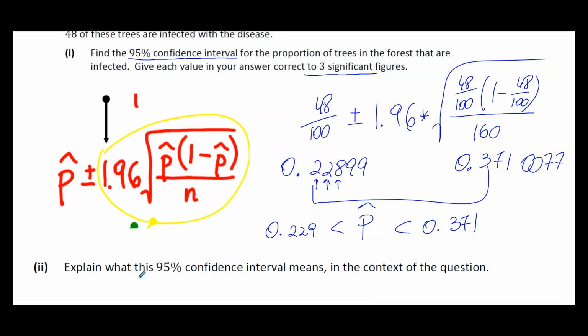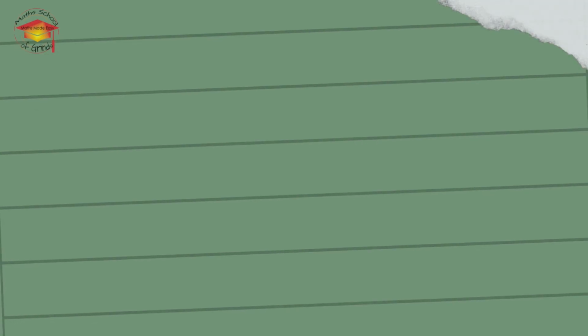0.371. Now, the next part is saying explain what that confidence interval means in the context of the question. So what does it mean? The context of what? The infected trees. So what that means is that we expect that in a sample of 100 trees, not 160, we just make it easy, in a sample of 100, we would expect 95 of them to be within this interval. That's basically what it means in the context of this question.